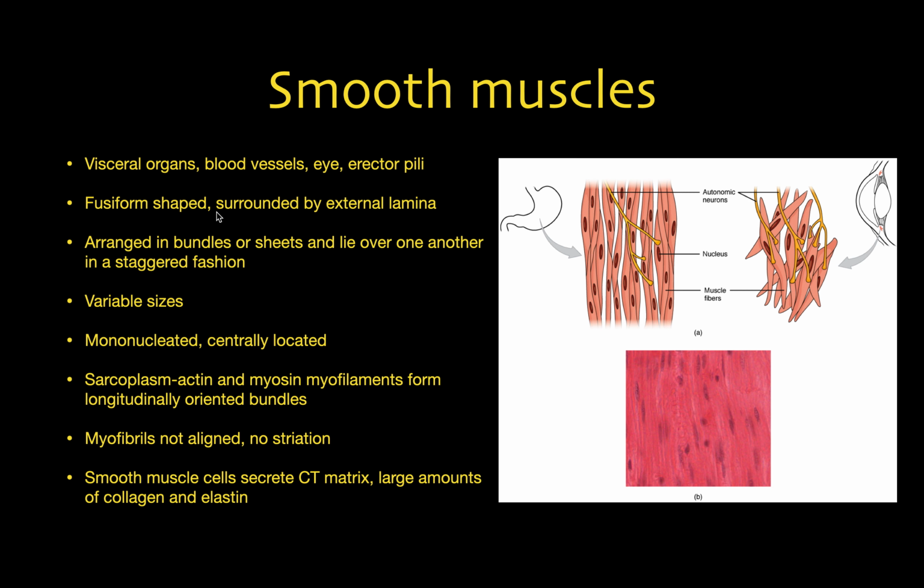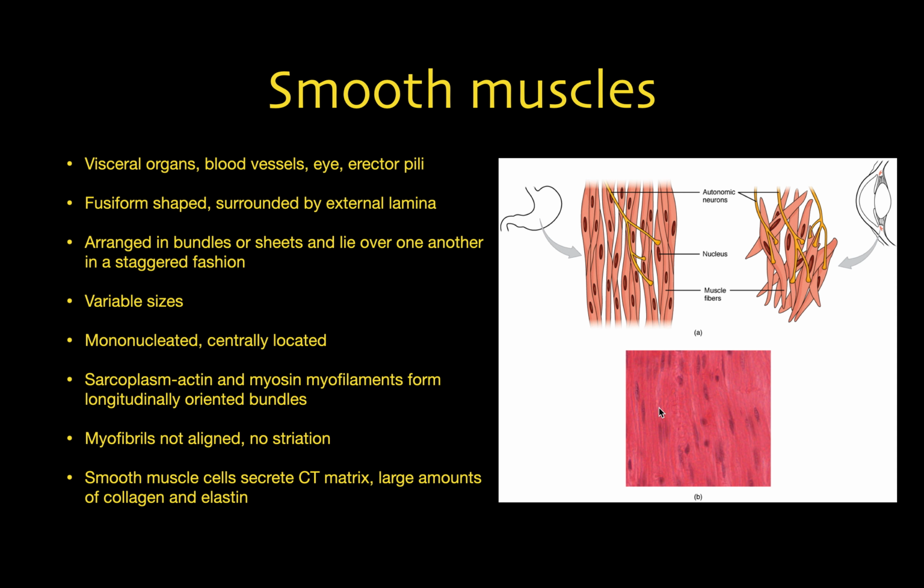The smooth muscle cells are fusiform shaped, which is kind of like spindle shaped. They're surrounded by an external lamina, and they're arranged in bundles or sheets and lie over one another in a staggered fashion. They can be a variety of sizes, very small, like the erector pili, or large in the uterus. And they are mononucleated, and the nuclei are centrally located.